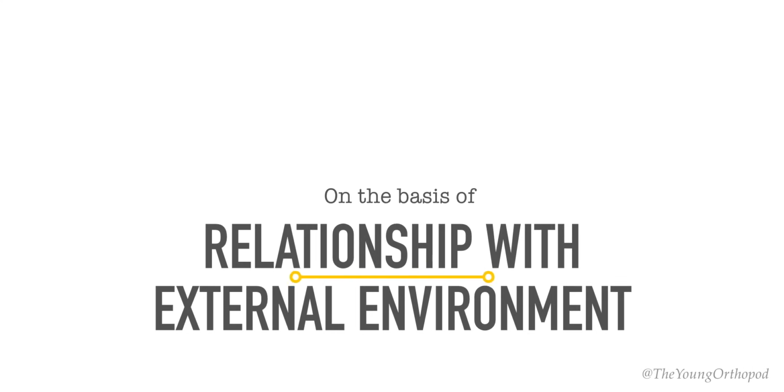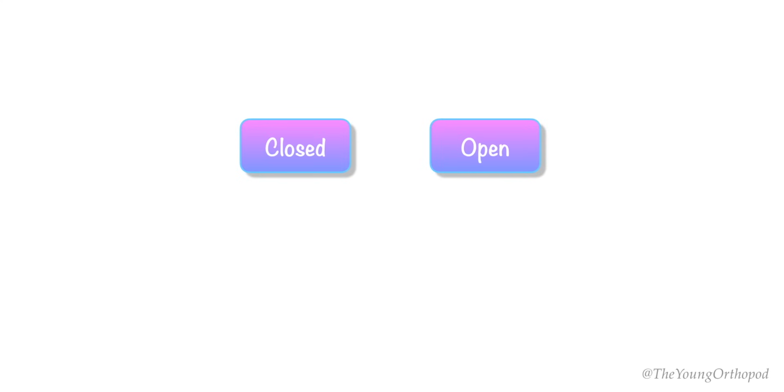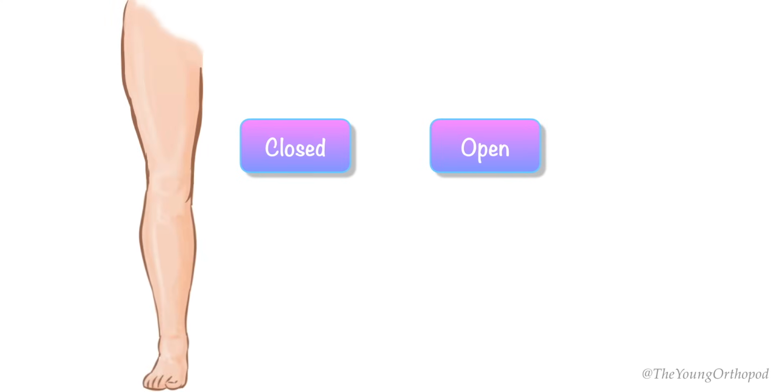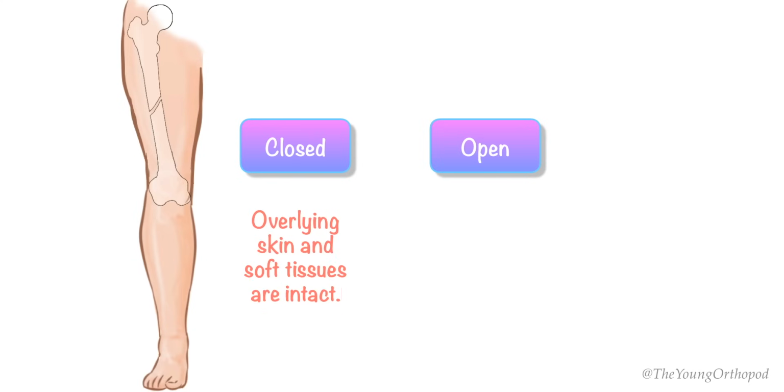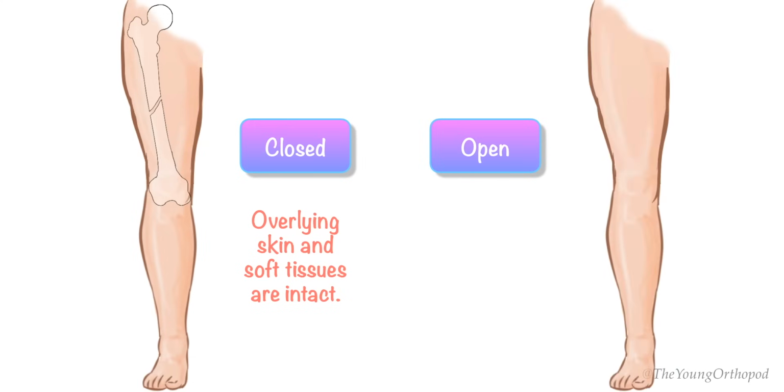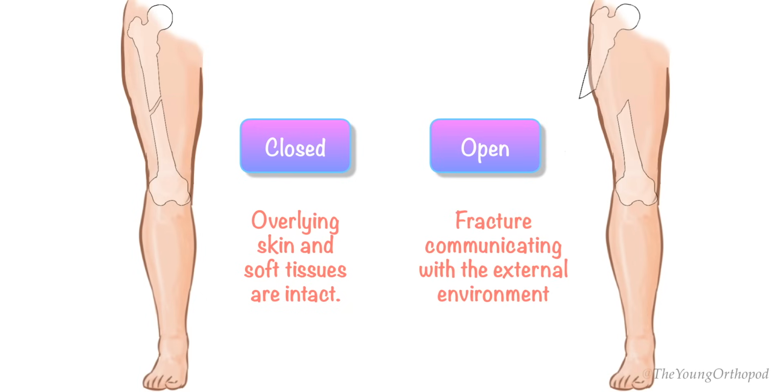On the basis of relationship with the external environment, fractures can be classified as either closed or open. Closed fracture is a fracture not communicating with the external environment, that is, the overlying skin and soft tissues are intact. Whereas a fracture with break in the overlying skin and the soft tissues, leading to the fracture communicating with the external environment, is called an open fracture.